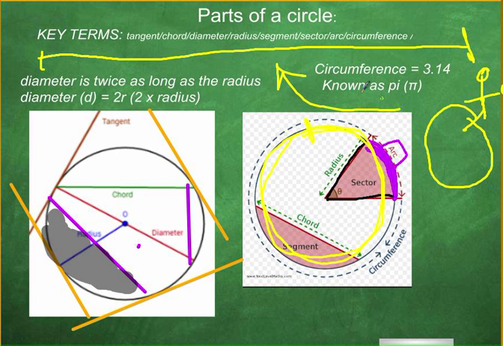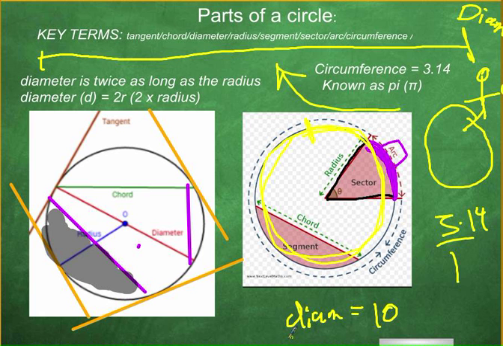All right? And the circumference is generally 3 times longer than the diameter. That is basically the ratio of diameter to circumference, 3 over 1 or 3.14 over 1. So if the diameter equals 10, the circumference will roughly be 30, a little bit more than 30, because circumference is generally a little bit over 3 times more than the diameter.